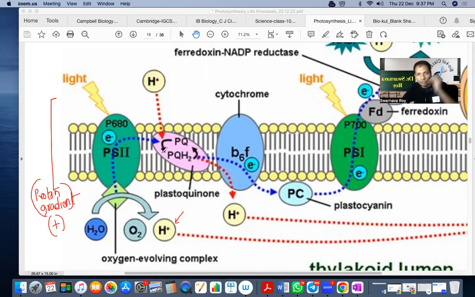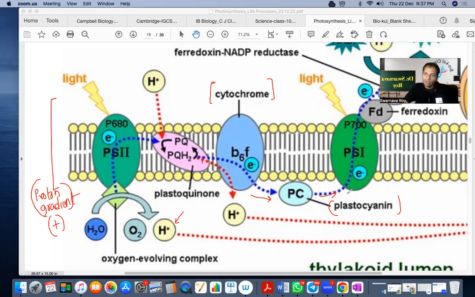Now, the electron from the plastoquinone goes to the next electron carrier. This is called the cytochrome BF6. Cytochrome BF6 then passes the electron to the next carrier. This is a mobile electron carrier. That means it can move around. You see the other electron carriers like the plastoquinone and the cytochrome BF6 are embedded in the thylakoid membrane, but this one, the plastocyanin, the PC, has mobility, it can move around.